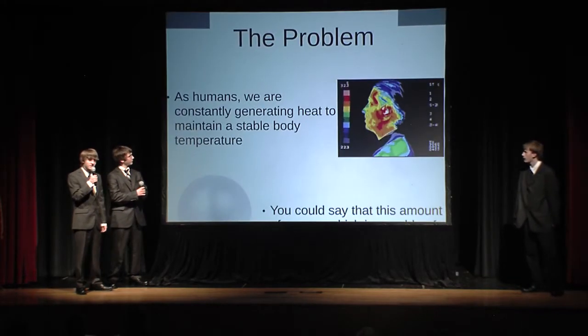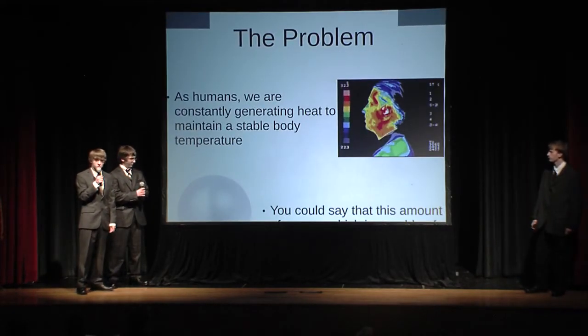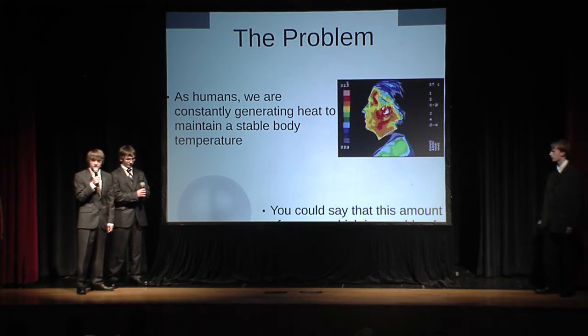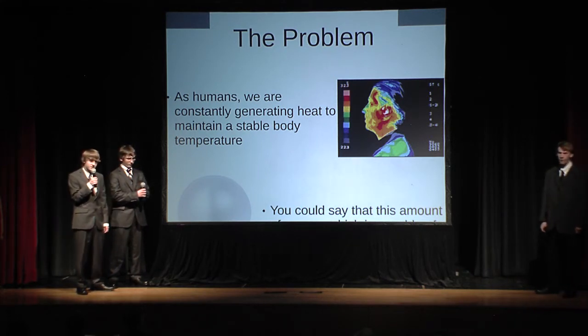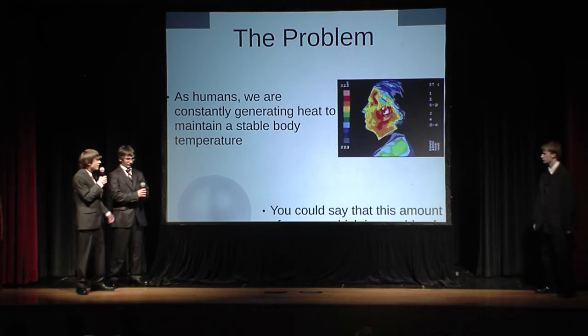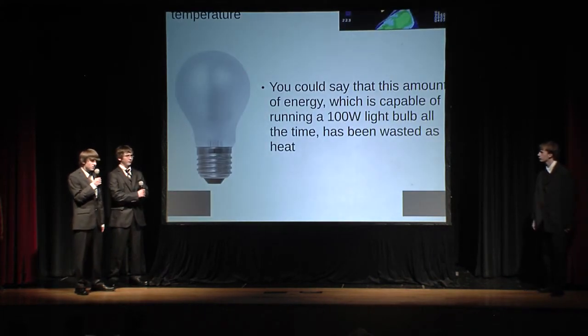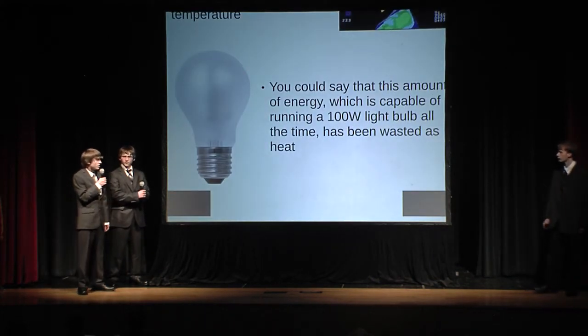As humans, our bodies can produce 350,000 joules per hour. Now that's a lot of energy, but our bodies aren't that efficient, and much of the energy gets wasted and dissipated as heat, which is why you can see the outline of a human in an infrared camera such as this. But how much energy is this? This is about the same it would take to run a 100-watt light bulb all the time.